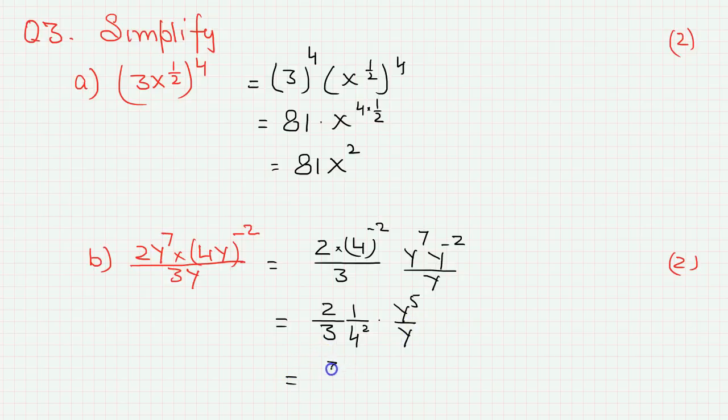So it will be 3 divided by 4 squared, which is 16. 16 divided by 2 is 8. 8 times 3 is 24. So it will be 1 over 24. y to the power 5 minus 1, that is 4.